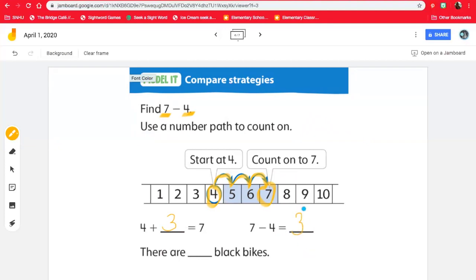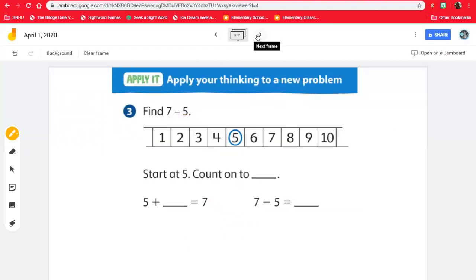So how many of the bikes are black? There are 3 black bikes because 4 of them were red. And there was 7 bikes in all, so 4 red and 3 black. Find 7 take away 5. Well, we know we need to start at 5 and we need to stop at 7. So here we're starting at 5. Let's stop at 7. Count on with me.